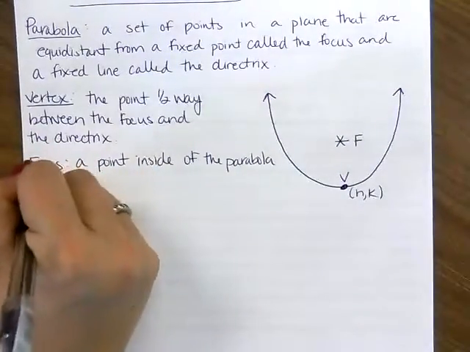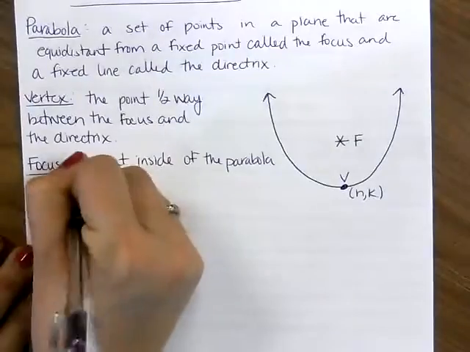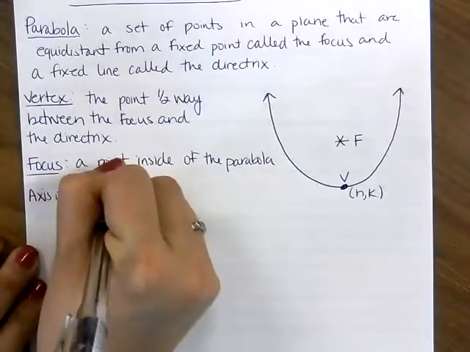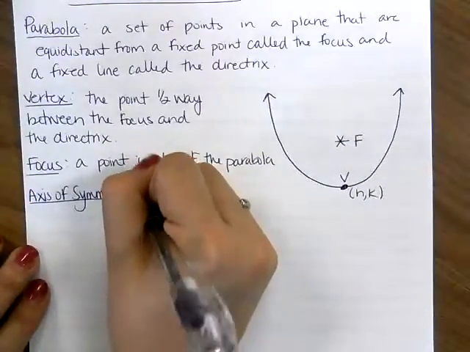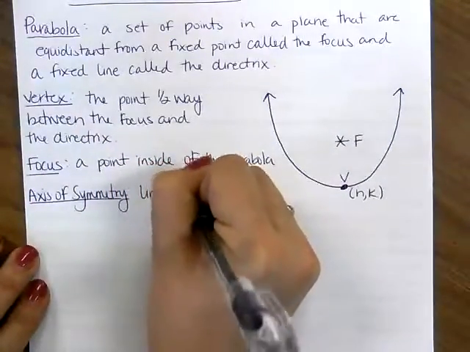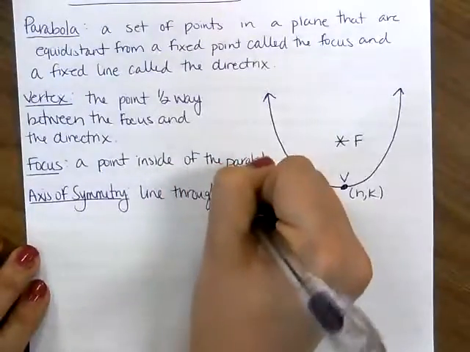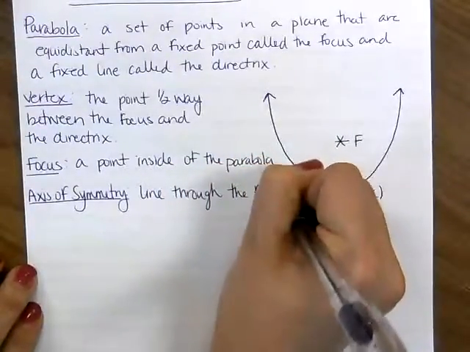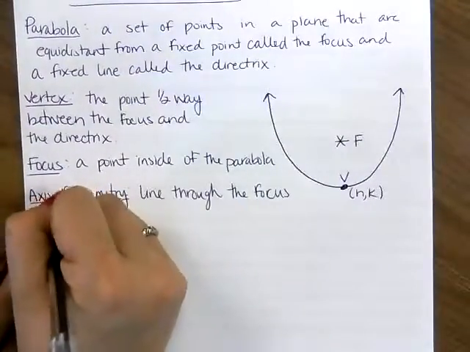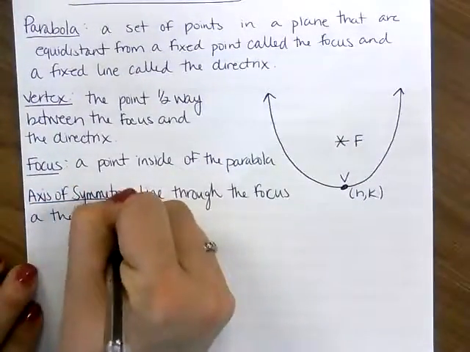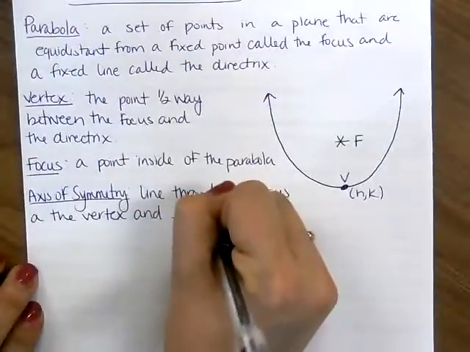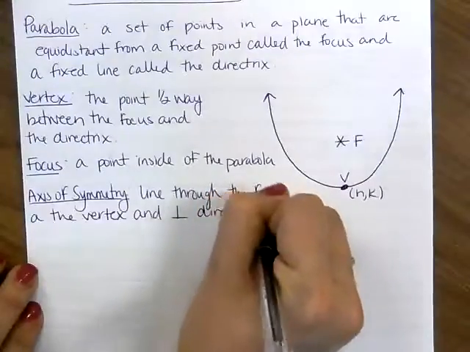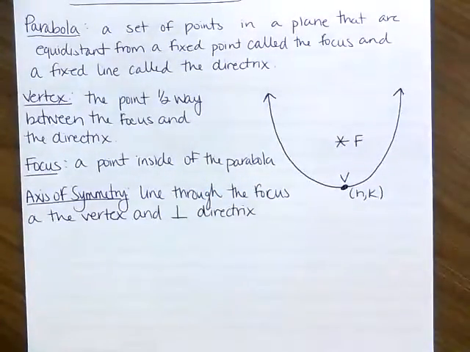Then there's the axis of symmetry. Okay, so this one you know, right? Axis of symmetry is just the line that goes through the focus and the vertex. And this line is also perpendicular to the directrix. Right now this is just like a lot of terms and they don't make any sense. Once we kind of put all this together, you'll see it, okay?